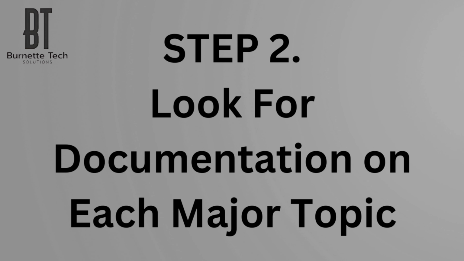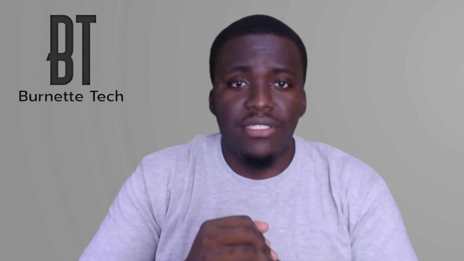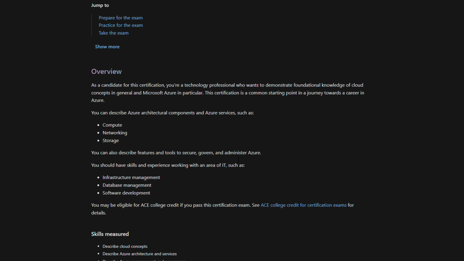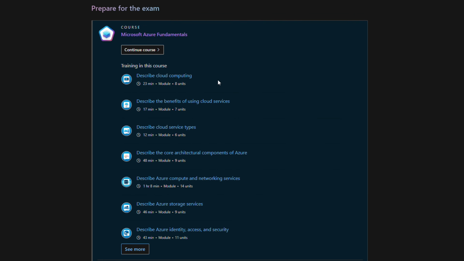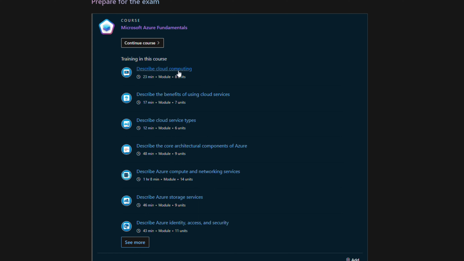Step number 2 is looking for documentation pertaining to each of those exam topics. In this step, you'll want both vendor-specific documentation and third-party documentation. The vendor-specific documentation is essential because most likely that's what you're going to be tested on in the actual exam. But third-party documentation is also important.